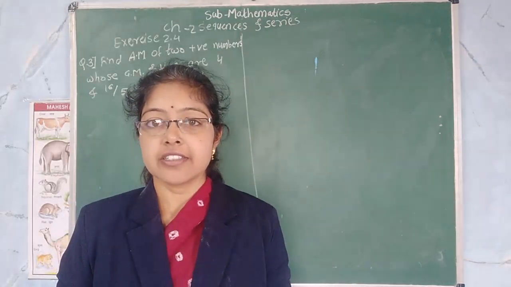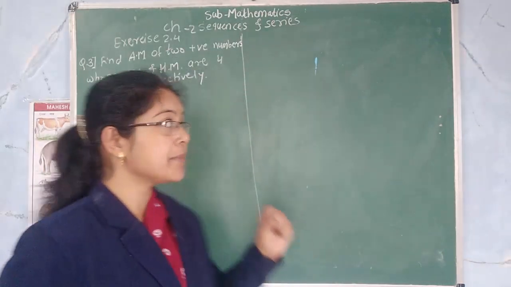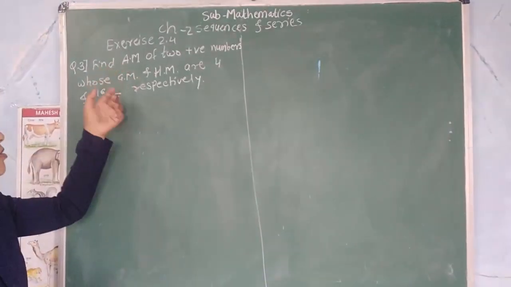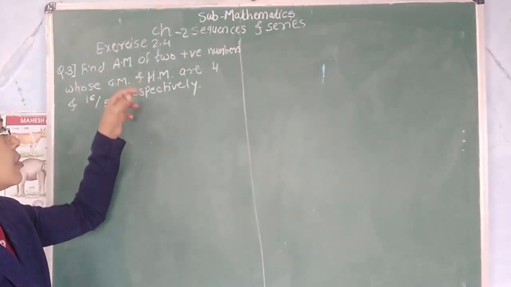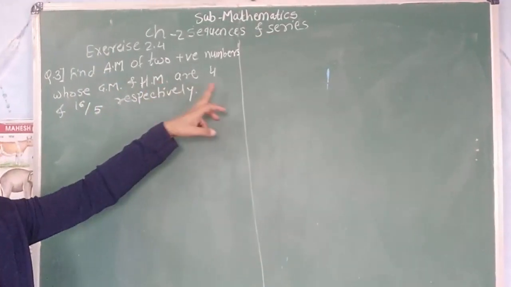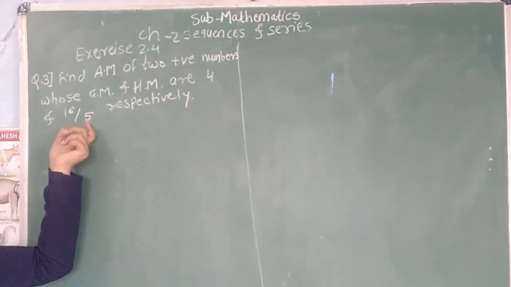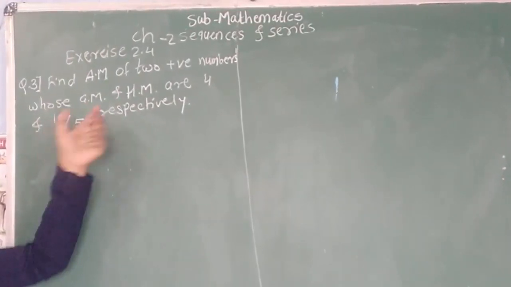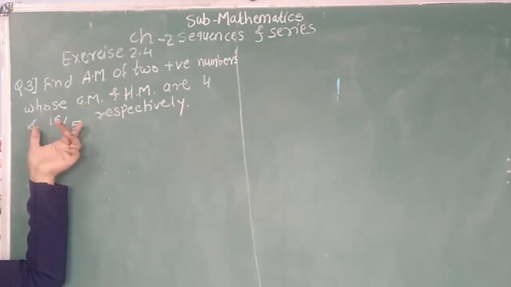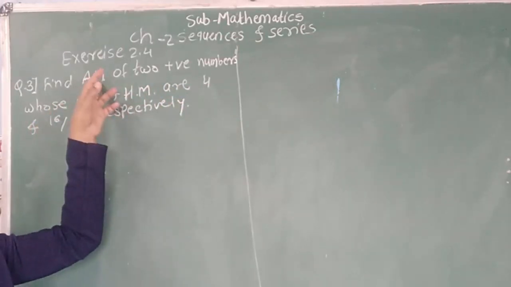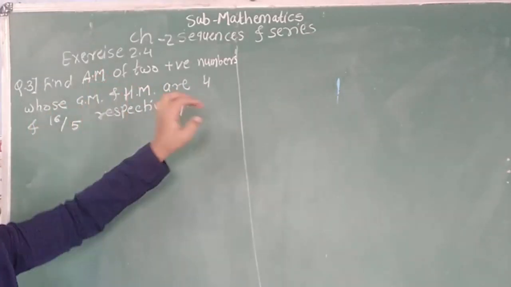Now we will take exercise 2.4. Question number 3: find the arithmetic mean of two numbers whose geometric mean and harmonic mean are 4 and 16 by 5. So the geometric mean is 4, the harmonic mean is 16 by 5. Now we have to find the arithmetic mean.